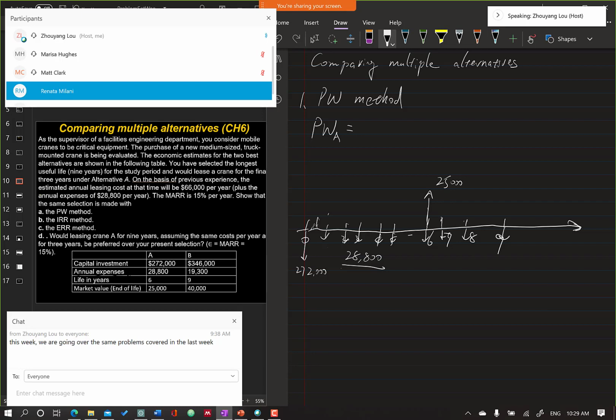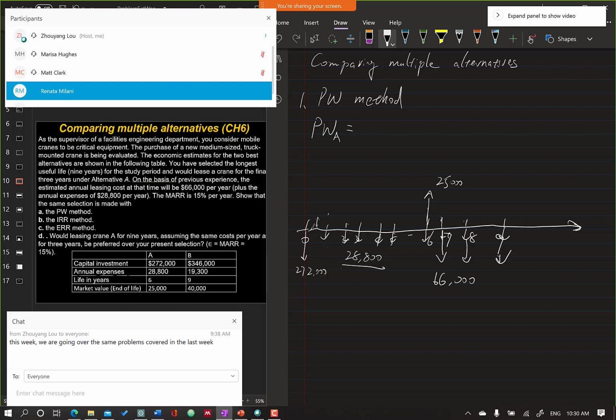So for calculating the present worth, another part will be starting at year 6. We will have annual leasing costs, another cost part. That's for 3 years, starting from year 7, 8, and 9. So that's for this 66,000.